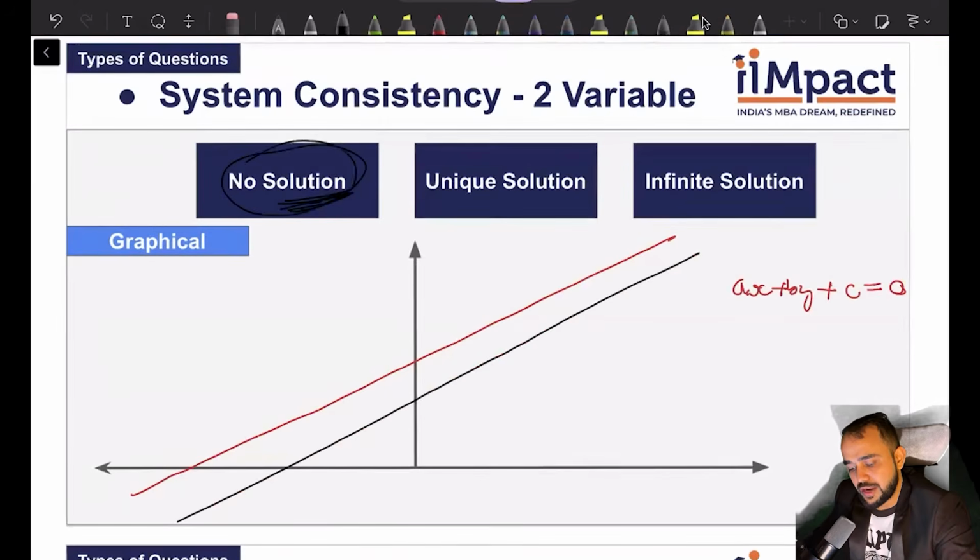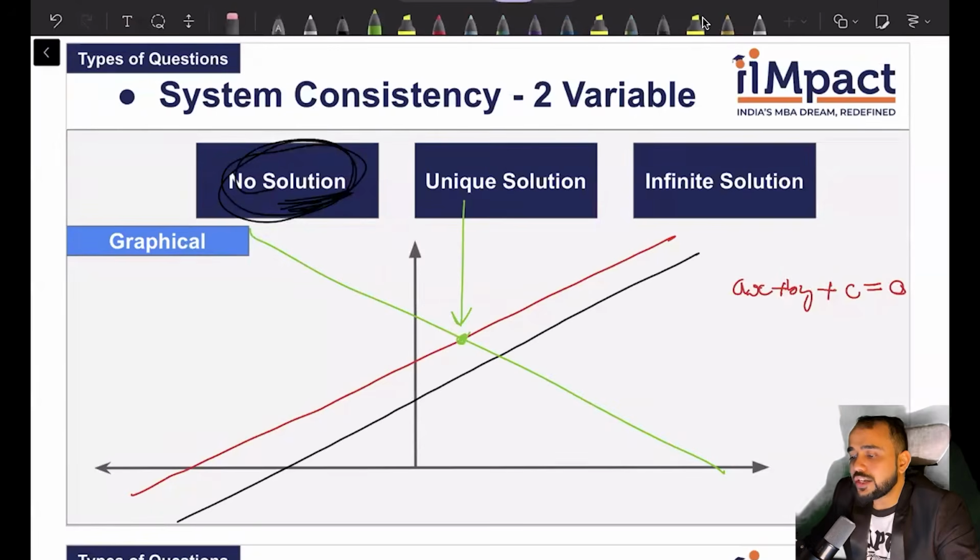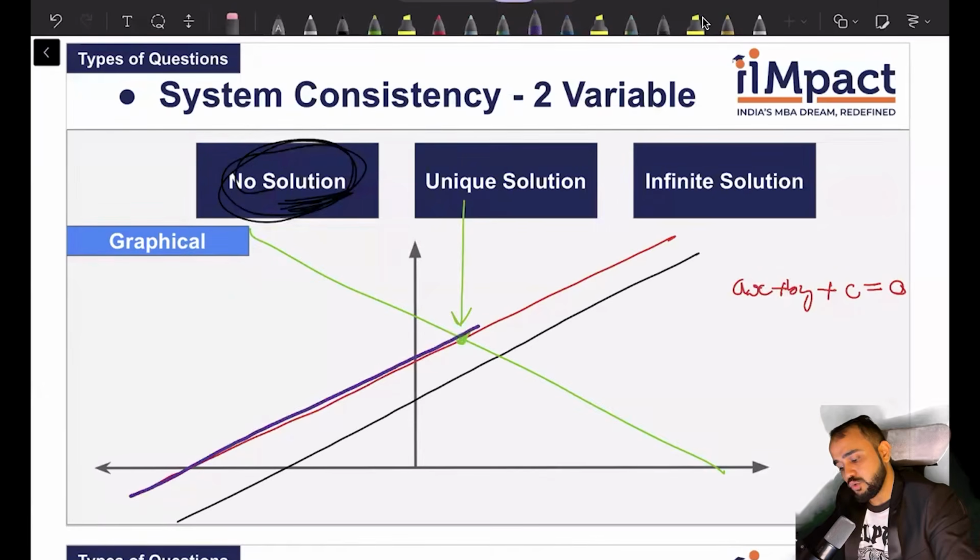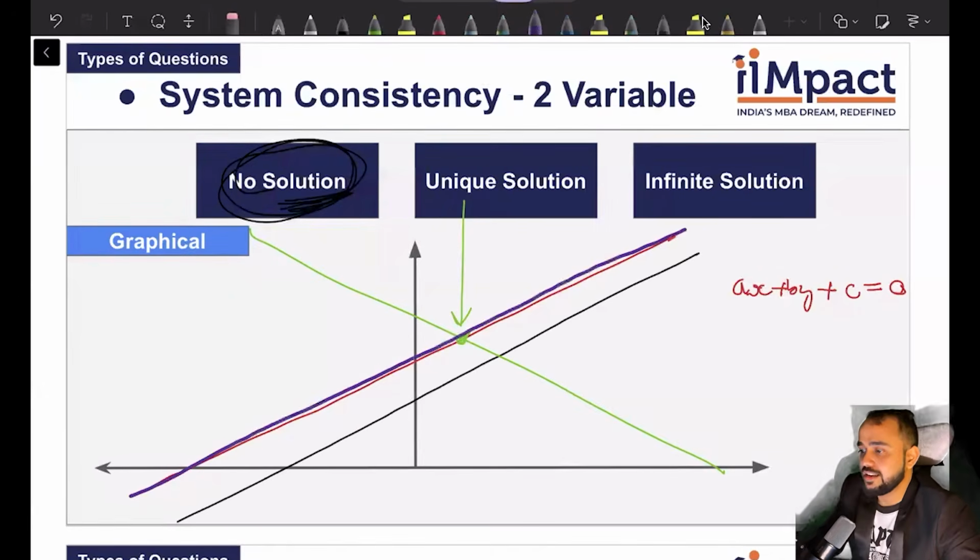All right, I have drawn this with black. What about a unique solution? What line should I draw so that I get a unique solution? Any line which intersects this. This is your unique solution. What if you want to have infinite solutions? Infinite solution means that the lines will actually have to be the same. So the new line is going to be the exact same line. So graphically, this is what is meant by system consistency.